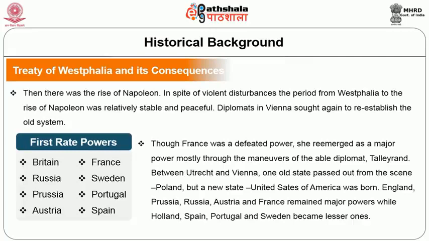Talleyrand. Between Utrecht and Vienna, one old state passed out from the scene, Poland, but a new state, that is the United States of America, was born. England, Prussia, Russia, Austria and France remained major powers, while Holland, Spain, Portugal and Sweden became lesser ones.